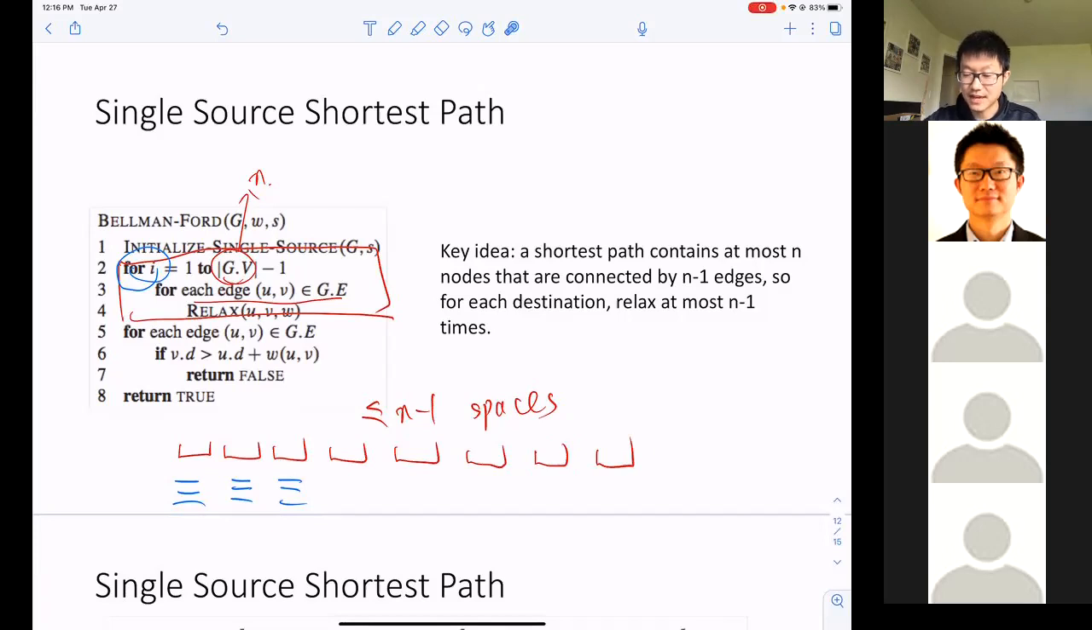So the key idea is that since a shortest path includes at most n nodes that are connected by at most n-1 edges, for each destination, we are going to relax it at most n-1 times. So this is what we do for the main part of the Bellman-Ford algorithm.